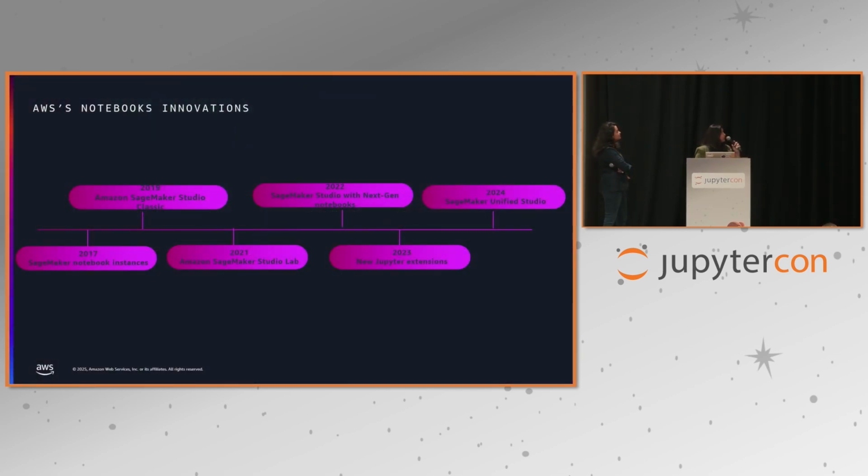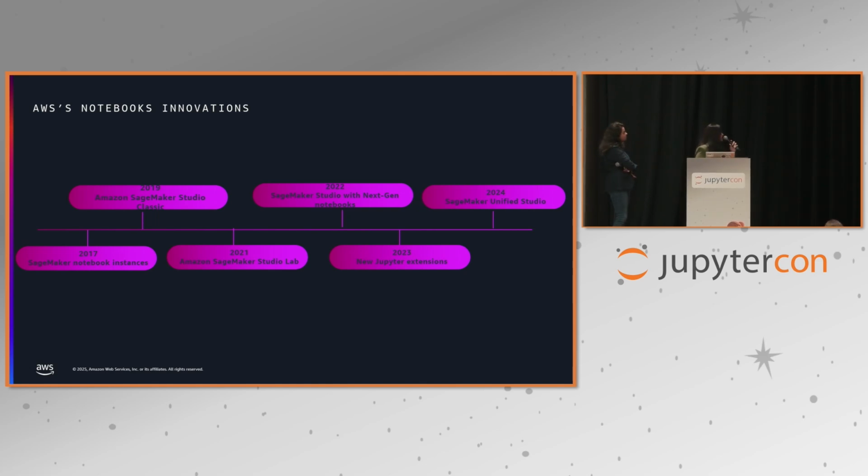Now, a quick look into the timeline for innovations for notebooks in AWS. Given the importance of Jupyter to data scientists and ML developers, AWS is an active sponsor and contributor to Project Jupyter. Our goal is to help Jupyter be the best possible notebook platform for data science and machine learning. Here's a quick look into the timeline.